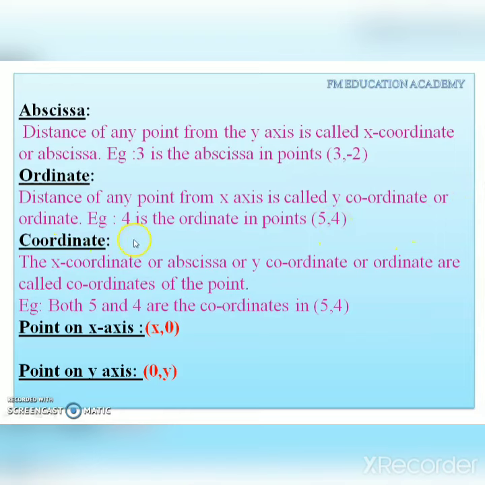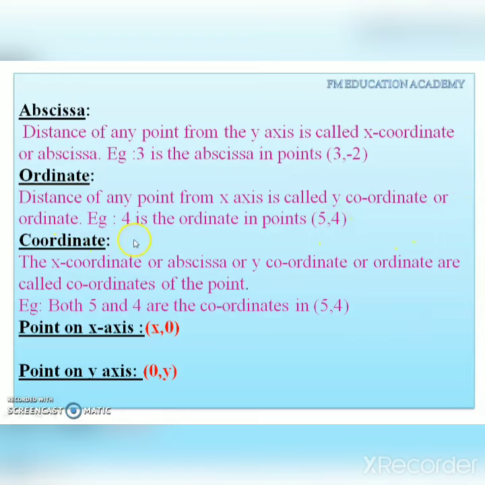Now, what is a point on the x-axis? Always remember, if you want to plot a point on the x-axis, the point is lying on the x-axis. It is not lying in the middle of the graph. It is lying exactly on the x-axis. When the point lies exactly on the x-axis, the x-coordinate is x only, but as it is not lying on the y-axis, the y-coordinate is 0. So, the point on the x-axis is (x, 0).